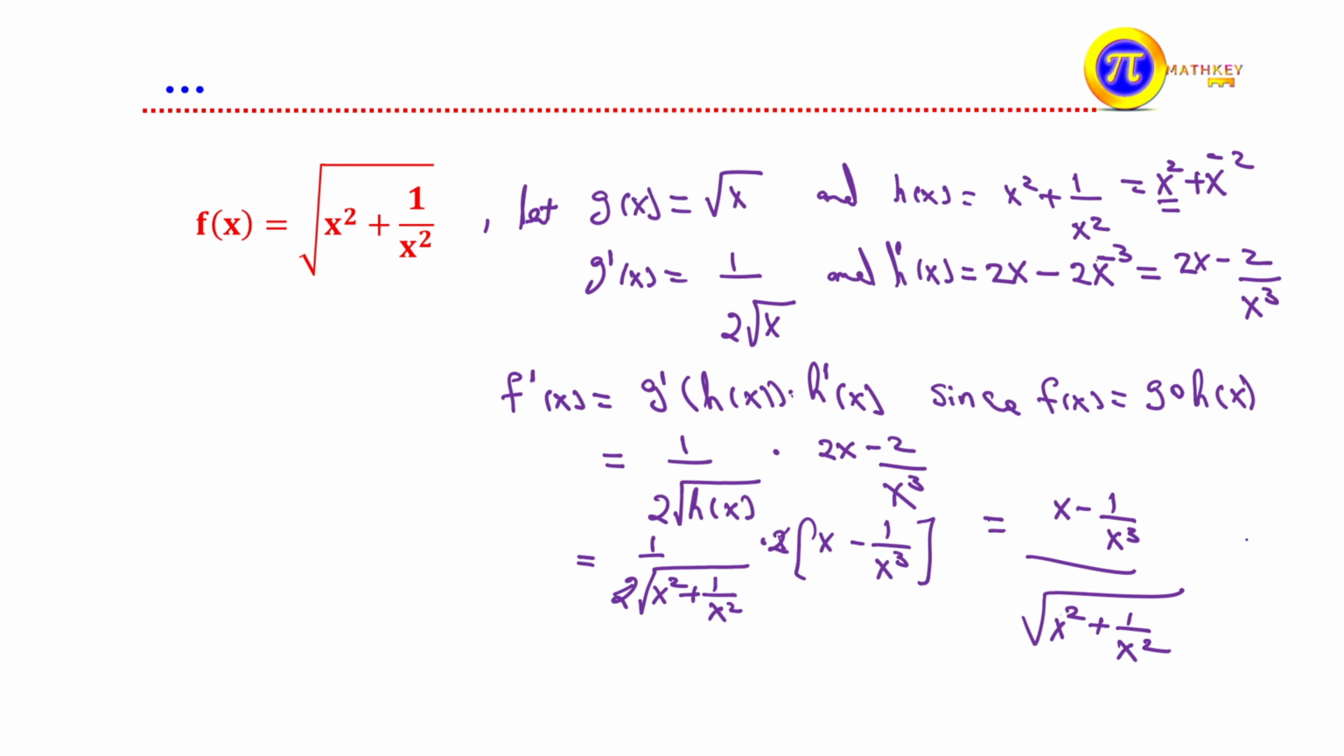We can express the derivative of this f of x, the square root of x squared plus 1 over x squared, like this one. So there is nothing else we have done; by applying the chain rule we can find the derivative of any composition function. We call it a composition function. Let us continue to the next one.